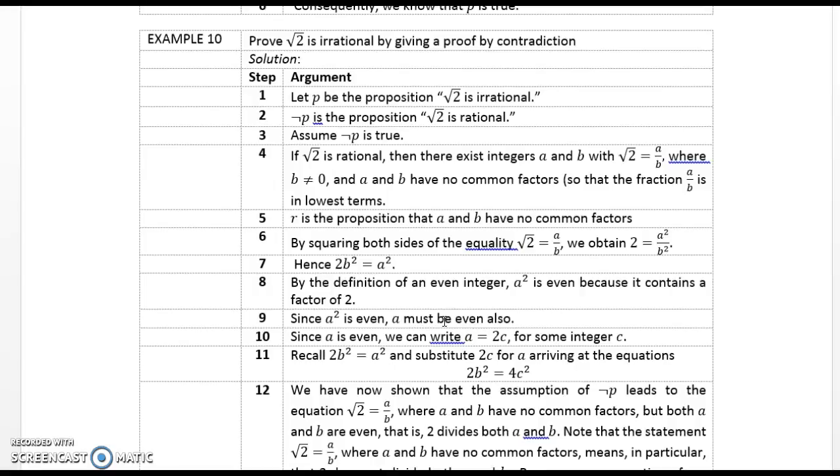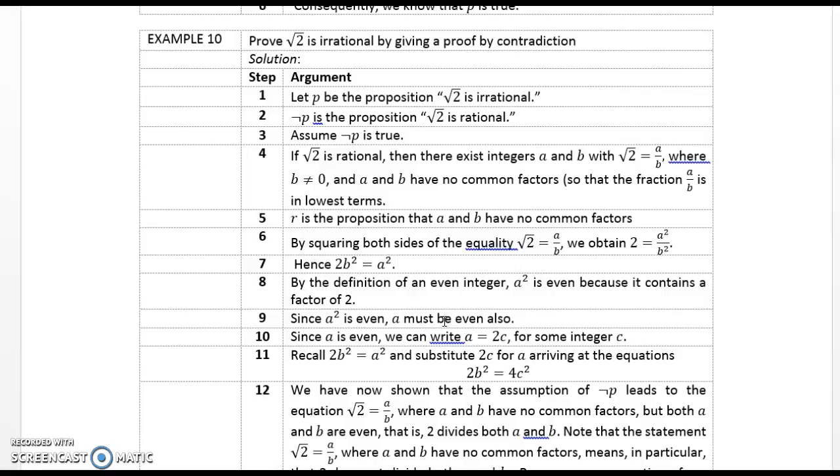Prove that the square root of 2 is irrational by giving a proof by contradiction. Let P be the proposition, the square root of 2 is irrational. Not P is the proposition, the square root of 2 is rational. Assume not P is true. If the square root of 2 is rational, then there exist integers a and b with the square root of 2 equal to a over b, where b is not equal to zero, and a and b have no common factors, so that the fraction a divided by b is in lowest terms.